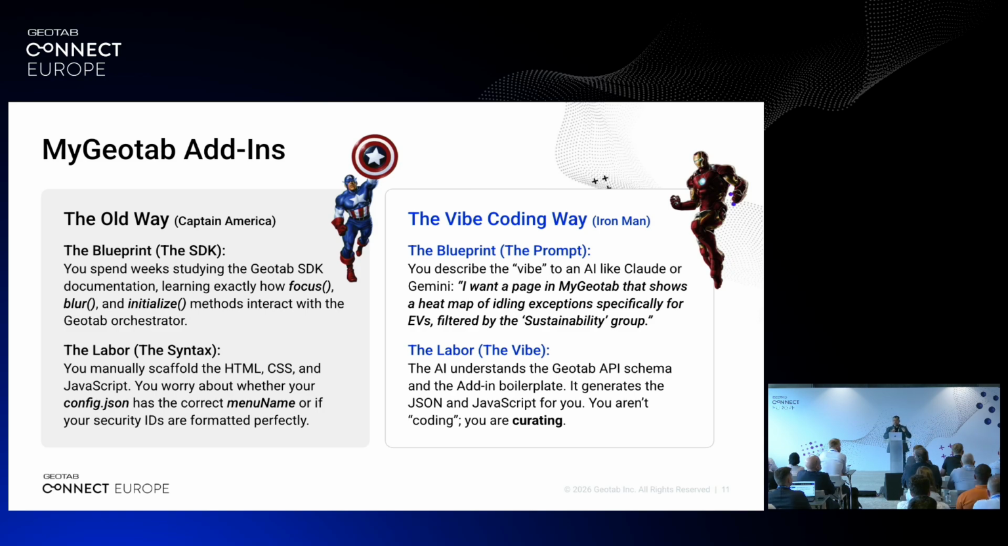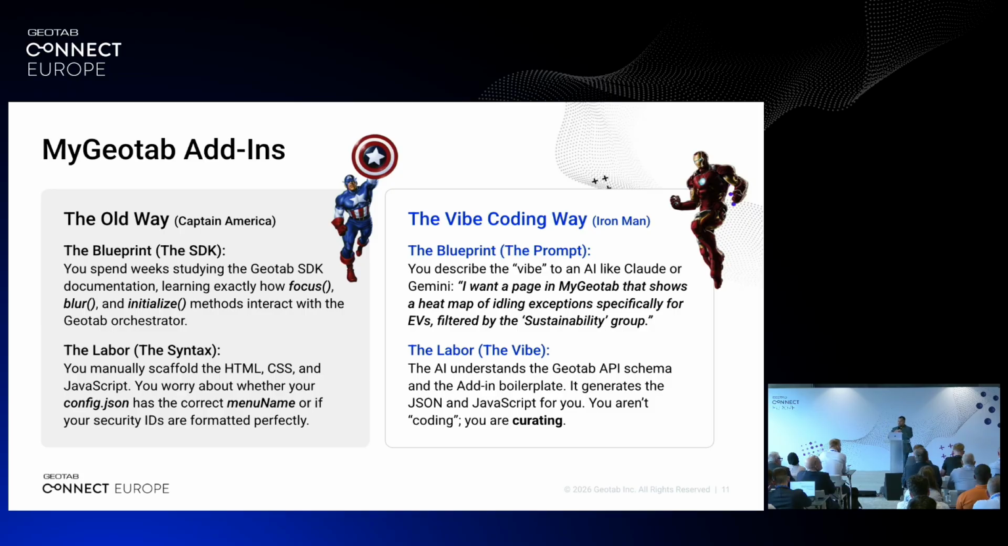MyGeotab add-ins is another nice example of how to use vibe coding. Who knows what MyGeotab add-ins are? No one? Everyone? Okay, just for you to know, MyGeotab add-ins are basically extensions for MyGeotab to build features that are not natively available in MyGeotab. So you can use the API to build those.